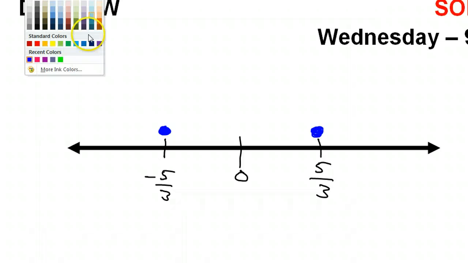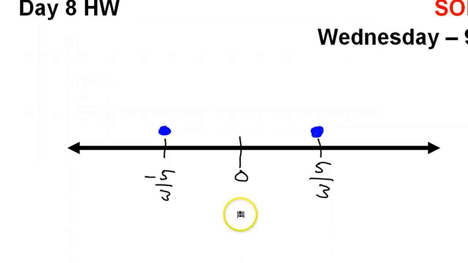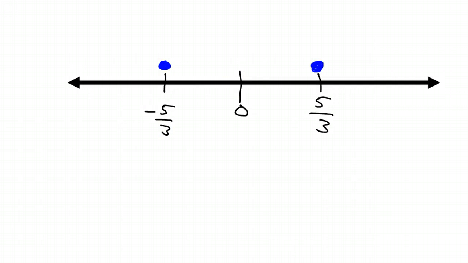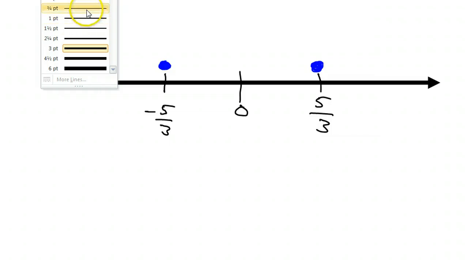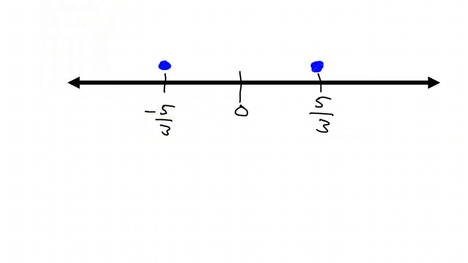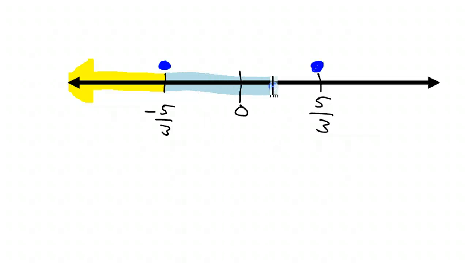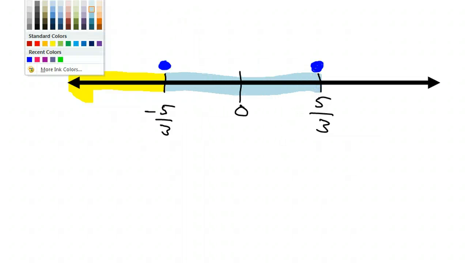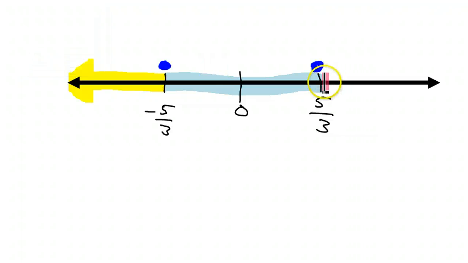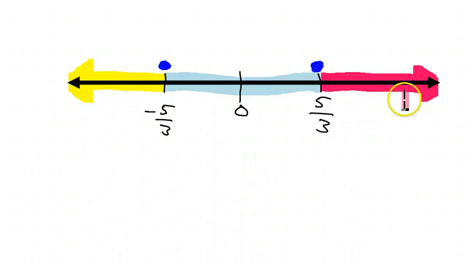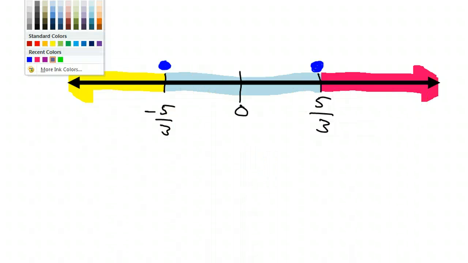So anyway, back to test values. But we already know it's going to be in here, so just watch out for that. Now, as far as test values go, please understand that we have now divided this number line into three sections. We have this yellow part, we have this blue part going between the two zeros, and we have this pink part, or red, whatever you want to call it. These are the three zones.